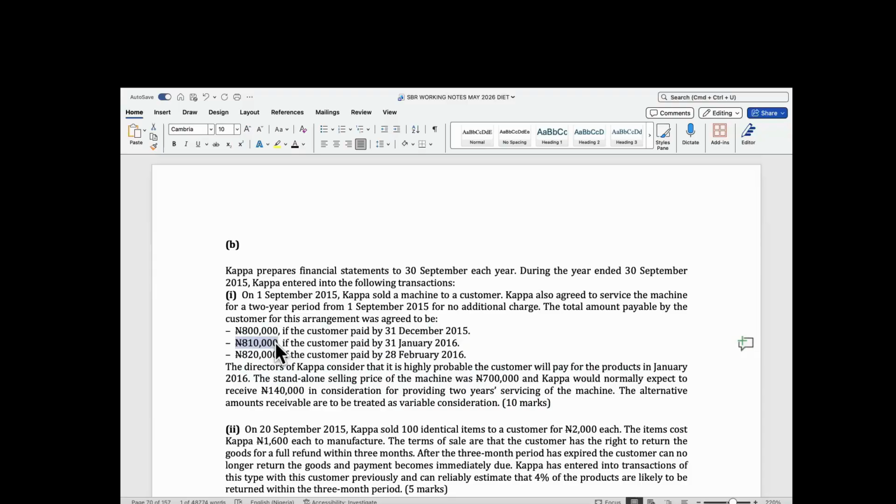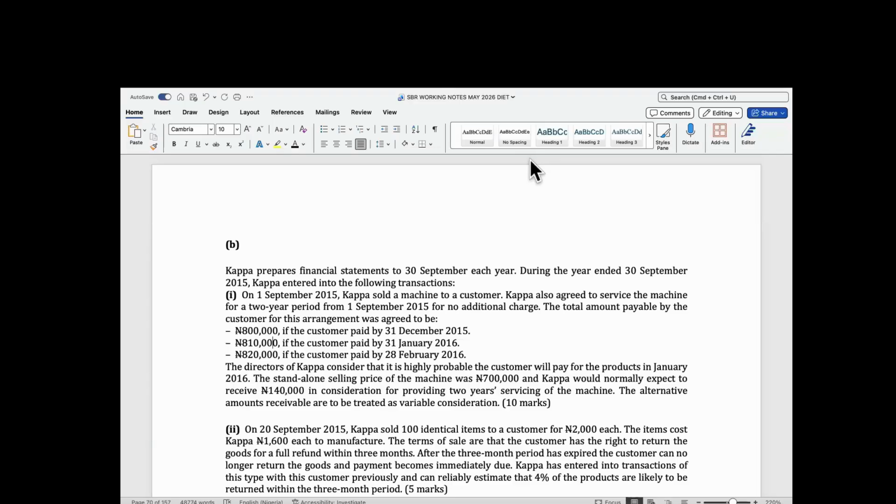Now, the machine itself, if we were selling it without this 2 year period servicing, we would have actually sold it for 700. And the amount we charge for maintenance to provide this service for 2 years is actually 140K. But we decided to collect 810 for the bundle.